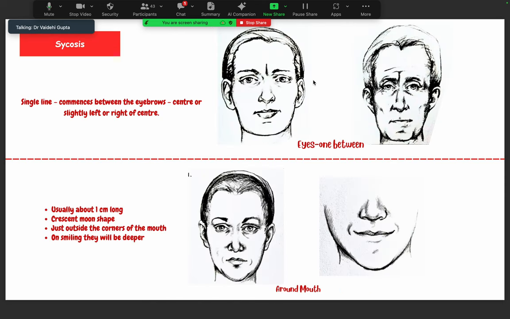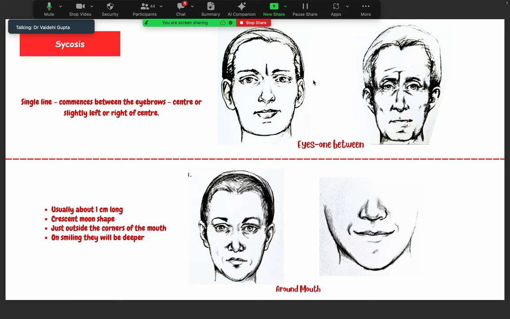In Sycosis, there is a single line. When there is a double line, it is Psora, two lines. When there is a single line, it is Sycosis. The single line commences between the eyebrows, at the center or slightly left or right of the center. So it may be exactly in the center, like in the first picture, while in the second one, the line arises from the eyebrow. It may be either from the left one or the right one.